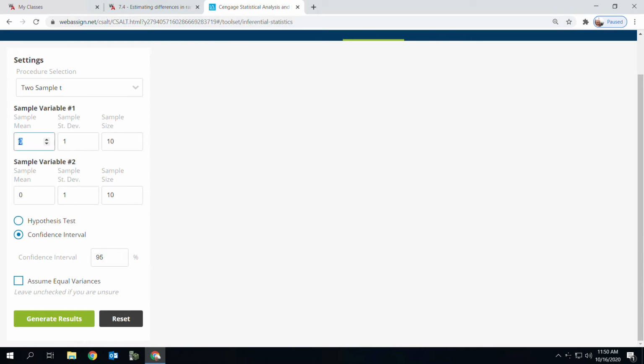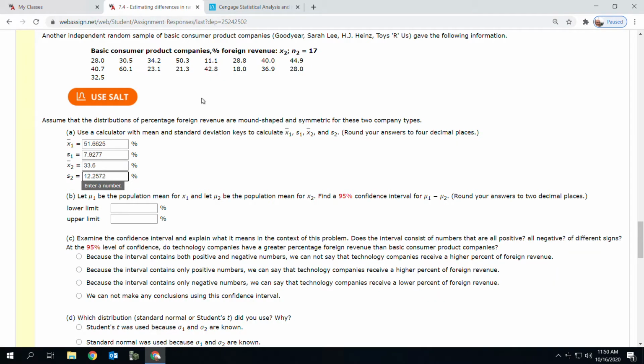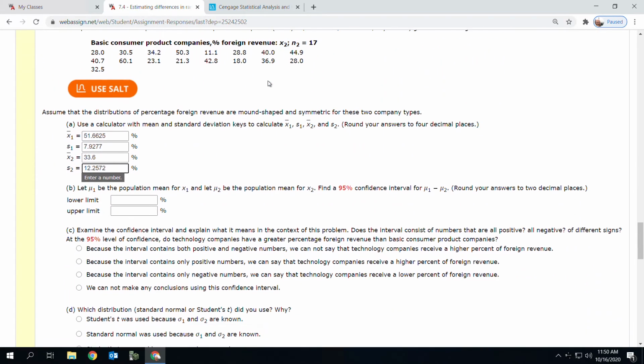Okay, so X sub 1 bar, that first average was 51.6625. Sample standard deviation, that's S sub 1, 7.9277. The first group had 16.